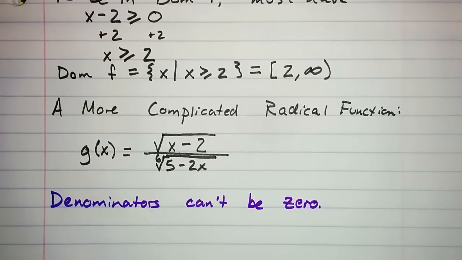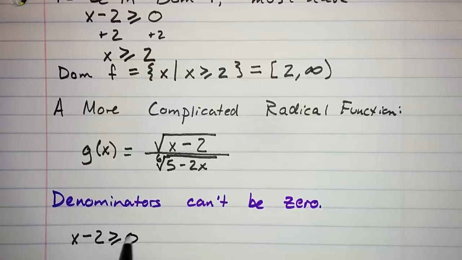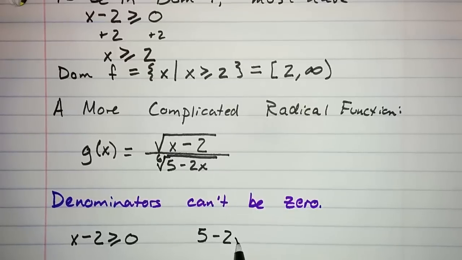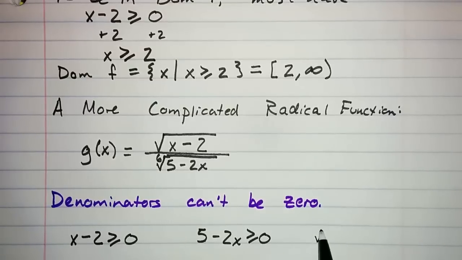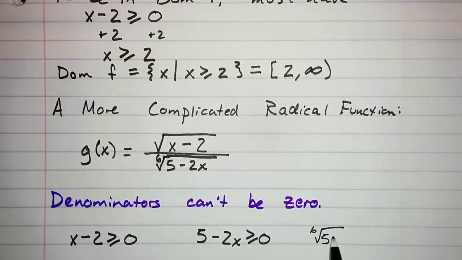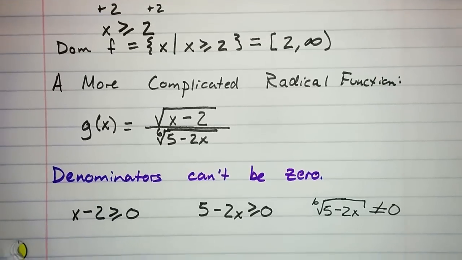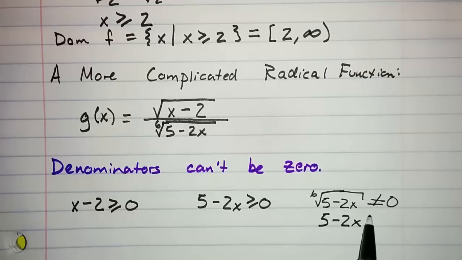So what are our rules? Well, we need to have x minus 2 greater than or equal to 0. We need to have 5 minus 2x greater than or equal to 0. And we need to have the sixth root of 5 minus 2x not 0. Oh, but the only number whose sixth root is 0 is just 0. So we need to have 5 minus 2x not 0.